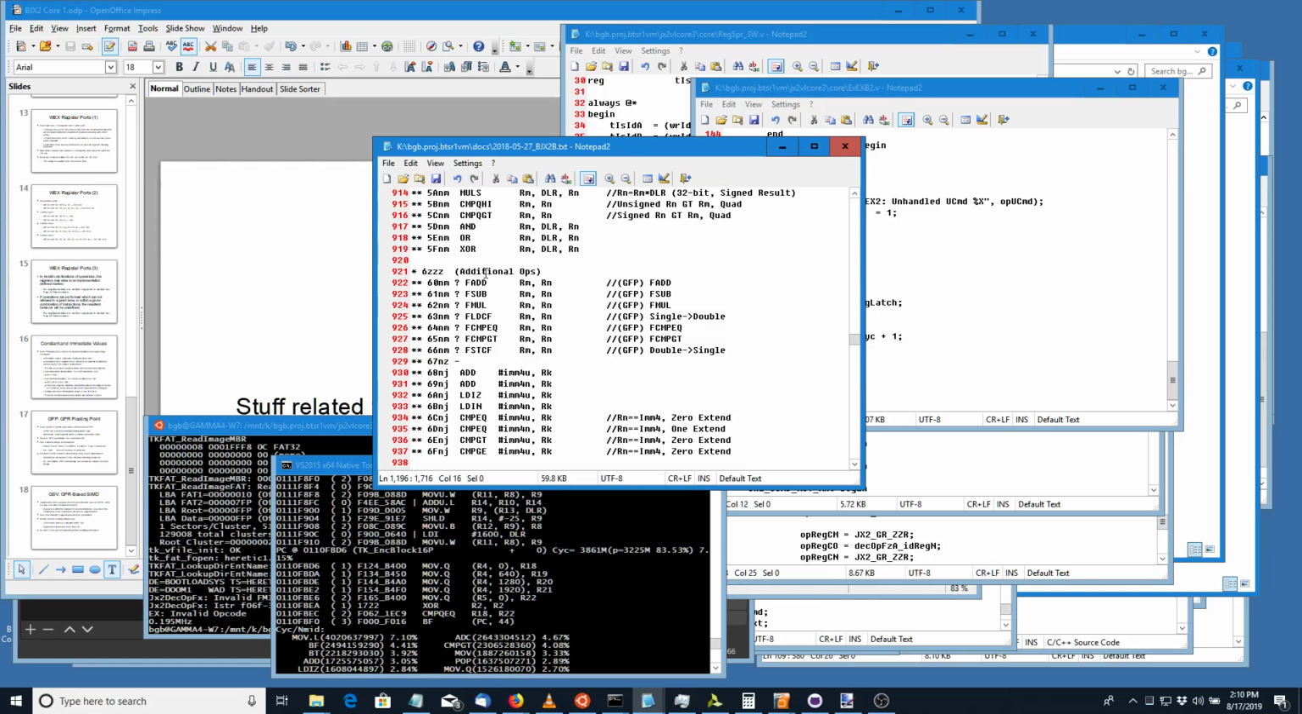And 16-bit operations for GFP, so you have add, subtract, multiply, the single to double and double to single conversions, and the compares. These are the most commonly used operations from GFP, so it made sense to have them as 16-bit forms.